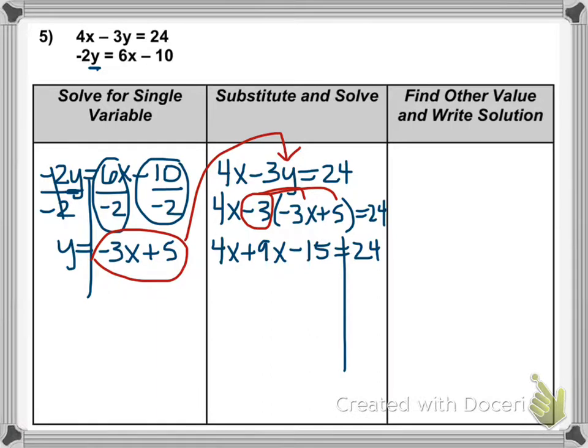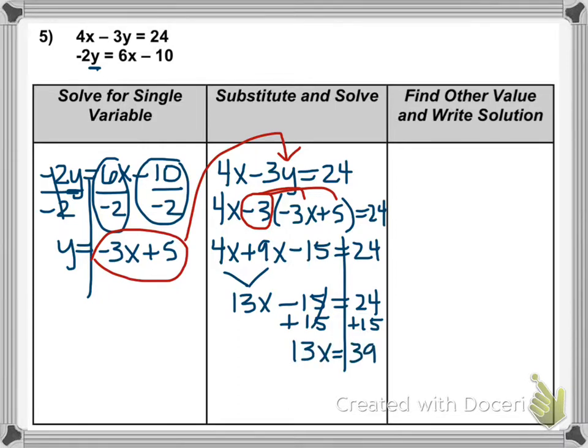Now we're going to combine like terms. 4x plus 9x makes 13x. And we'll move our constants to the other side now. So to move that negative 15, we're going to add it to both sides. So 13x equals 24 plus 15, which is 39. And then we'll divide both sides by that 13 to get rid of that 13 coefficient. And x equals 39 divided by 13, which is 3. So we have just found the x value of our ordered pair where the two lines intersect as 3.